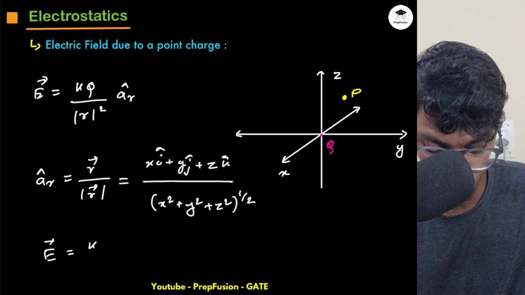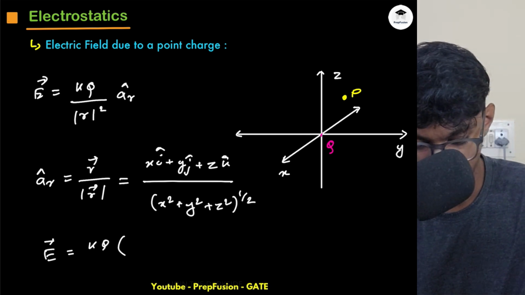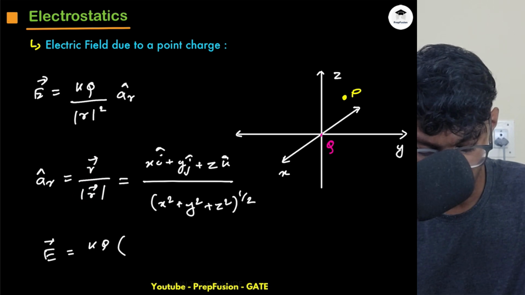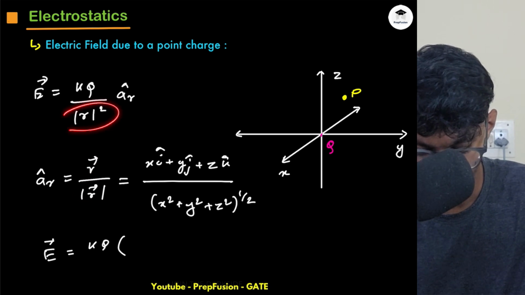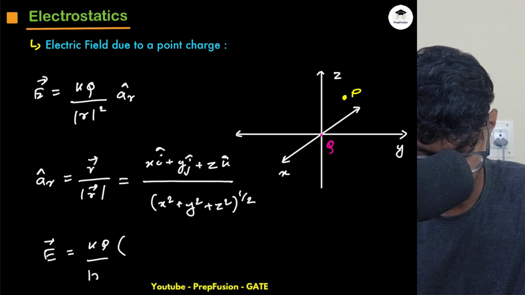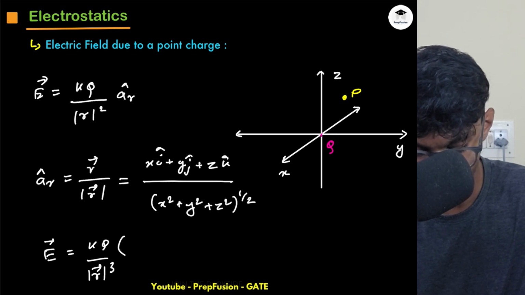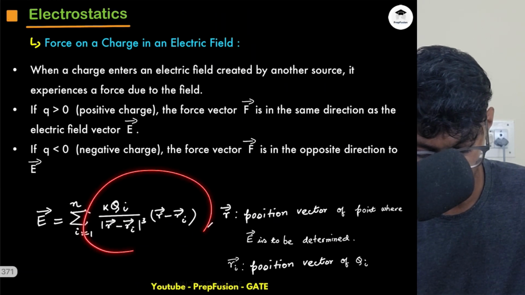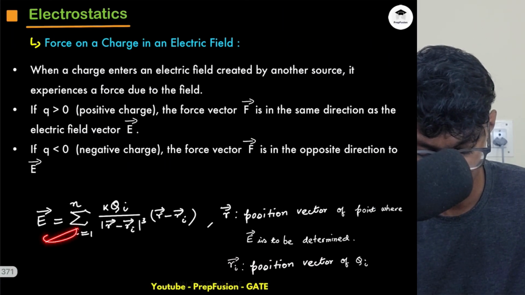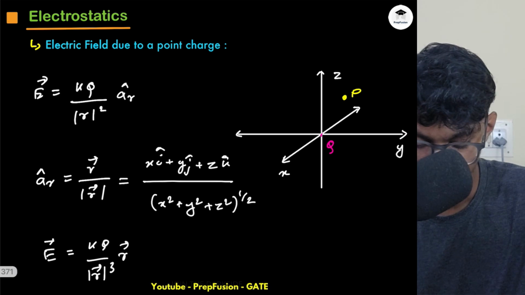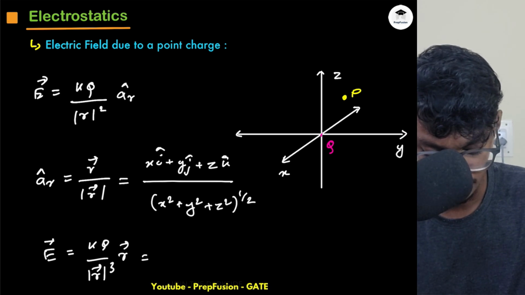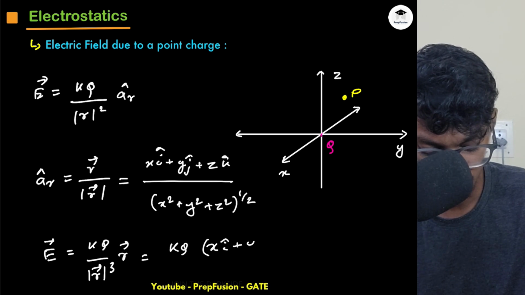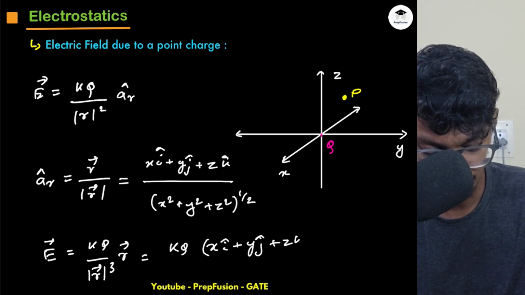So this will be KQ, and this AR cap I will replace with R vector divided by magnitude. So this actually becomes magnitude of R cube into R vector, as it is written over here. Just the same thing, just this is due to multiple charges, not a single charge. Distance will also change. So I can further write this in terms of x, y and z. This will be xi cap plus yj cap plus zk cap.